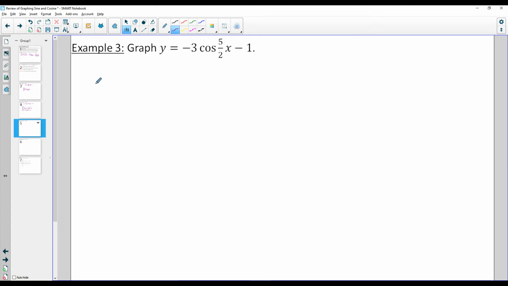Here's another one. We know that the amplitude is the absolute value of A, which is just going to be 3. We know the period is 2 pi divided by K, and K is 5 halves. Dividing by 5 halves is really like multiplying by the reciprocal, so that's going to be 4 pi all over 5. And then vertical shift of a negative 1.